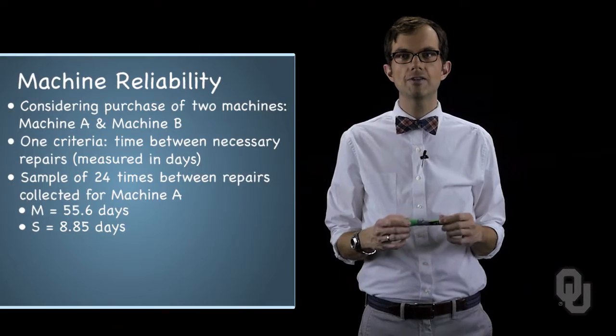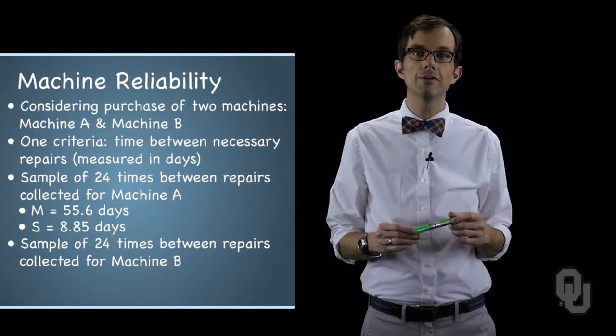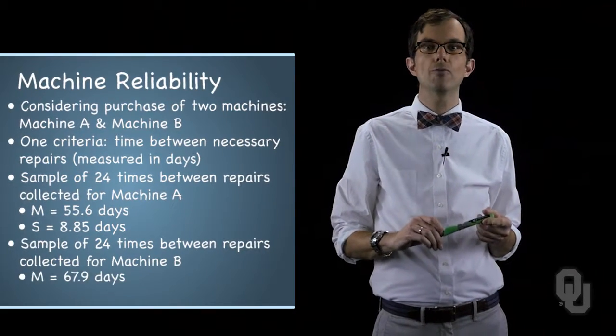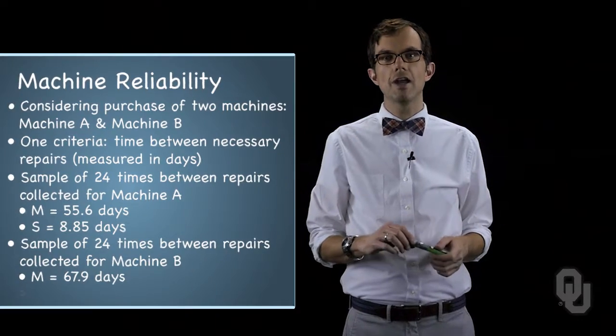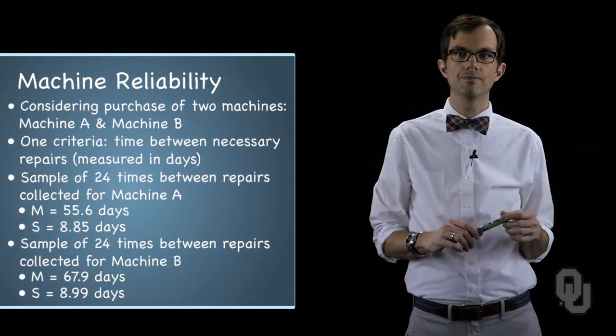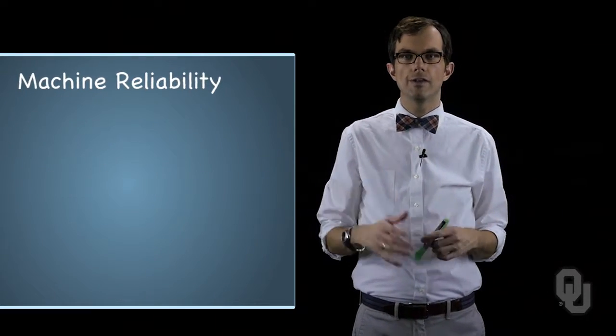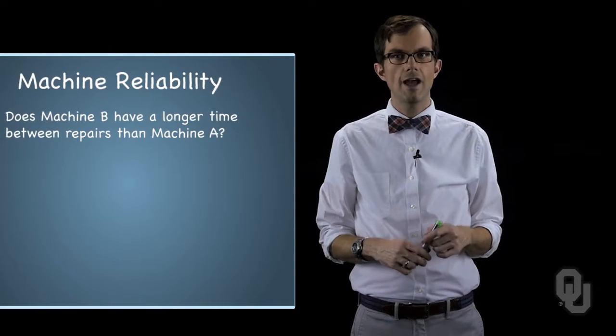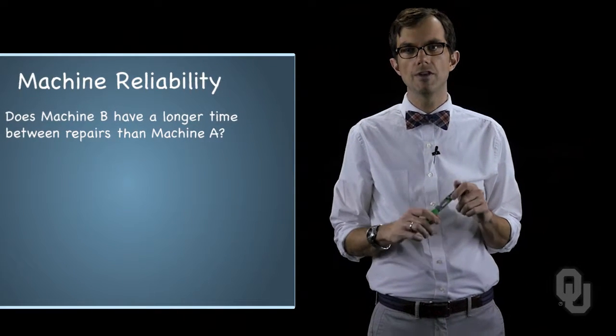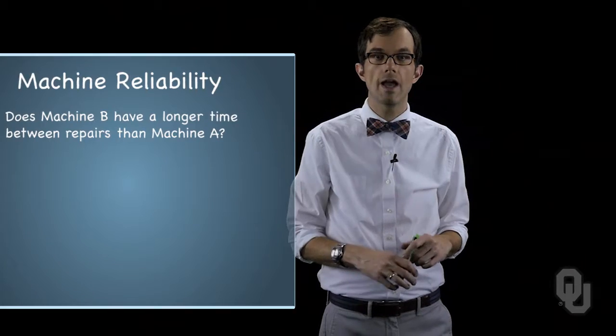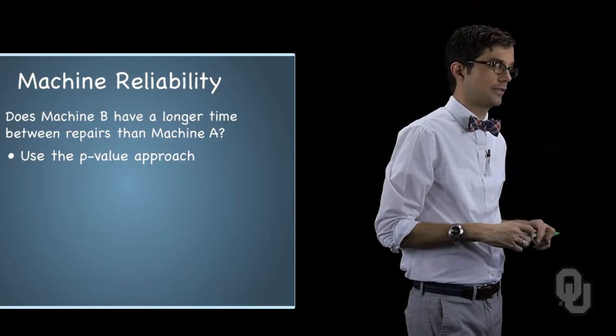For Machine B, a sample of size 24 resulted in a sample mean of 67.9 days, with a standard deviation of 8.99 days. And what we want to know is this: does Machine B have a longer time between repairs than Machine A? And let's use the p-value approach to address this.